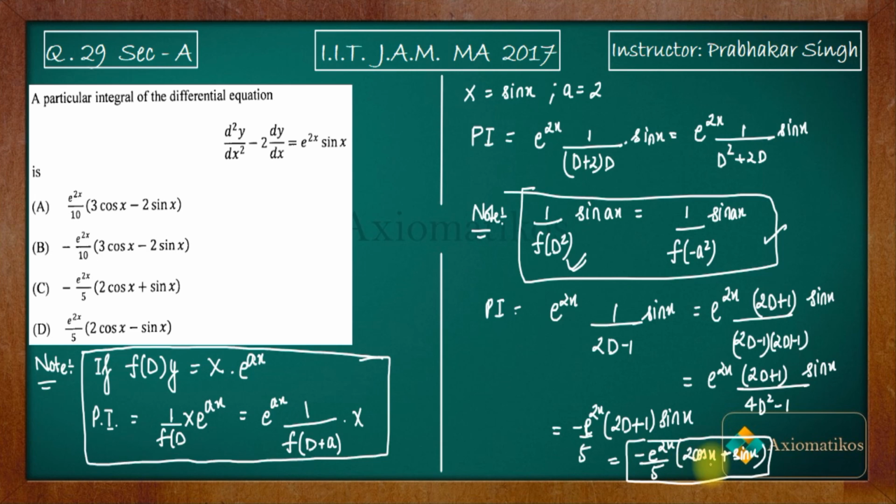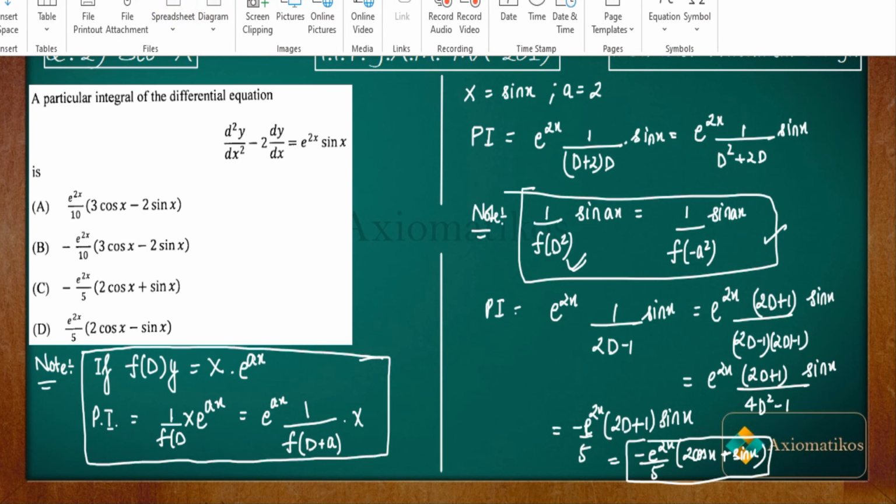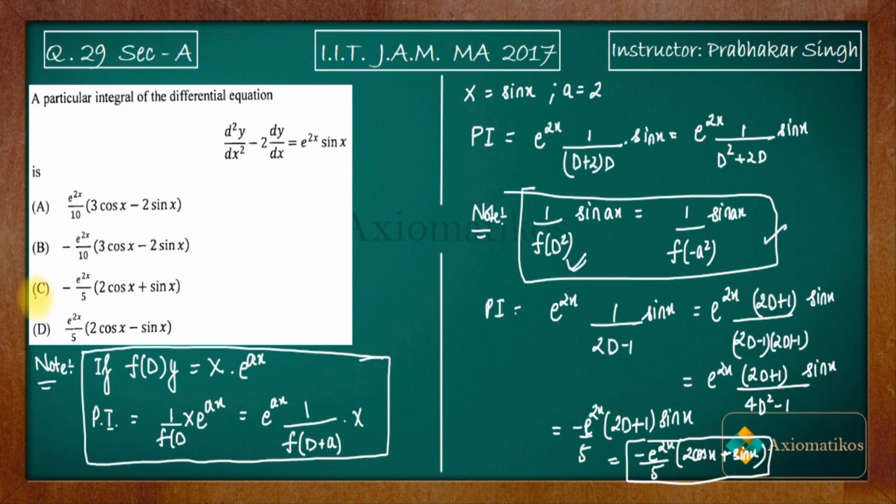So it will be 2 cos x plus sin x. So 2 cos x plus sin x is in the C option. That means for this problem, the answer is C, and B, A and D are incorrect. So this is how you can solve this problem.